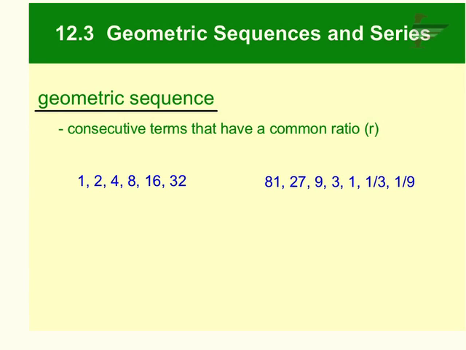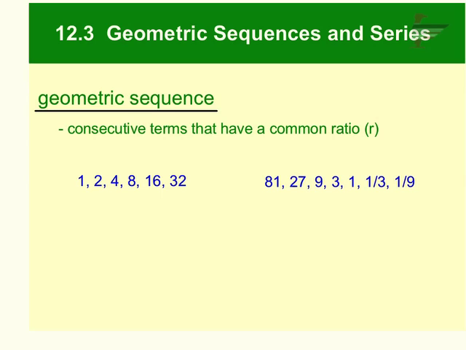In lesson 12.3, we're still going to talk about sequences and series, only this time we are going to focus on geometric sequences and series. A geometric sequence is where consecutive terms have a common ratio. So to get from one term to the next term, we use multiplication. With the arithmetic sequences, you saw how we were adding that common difference each time. This time we're looking for a common ratio.